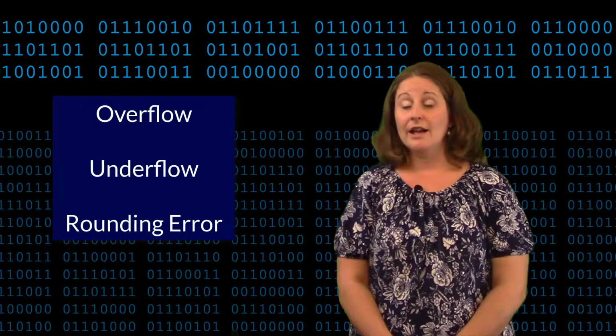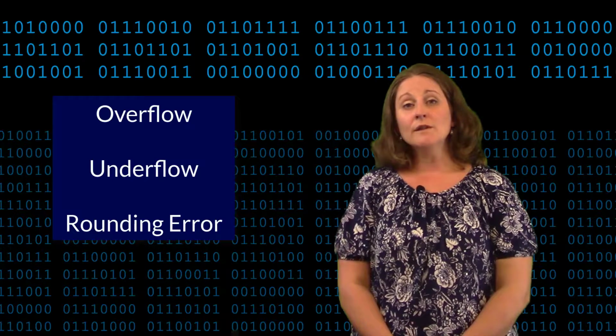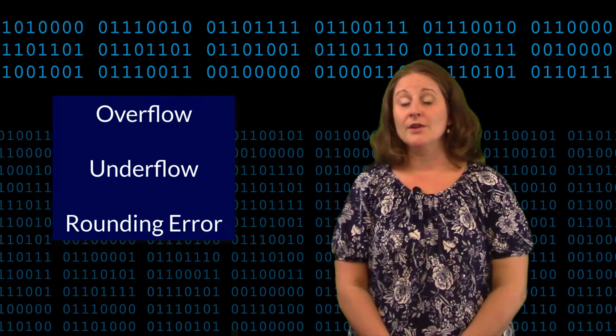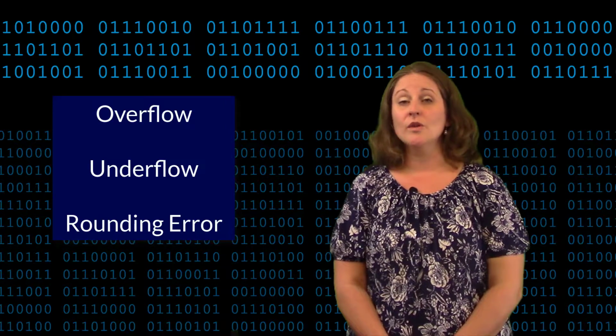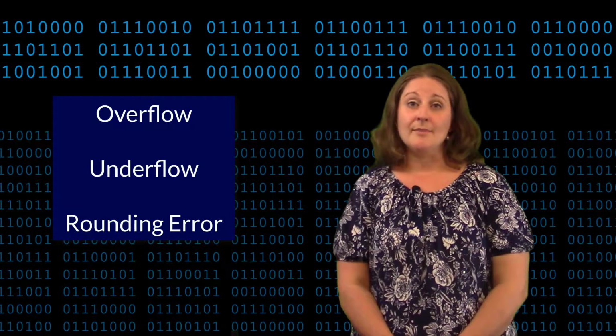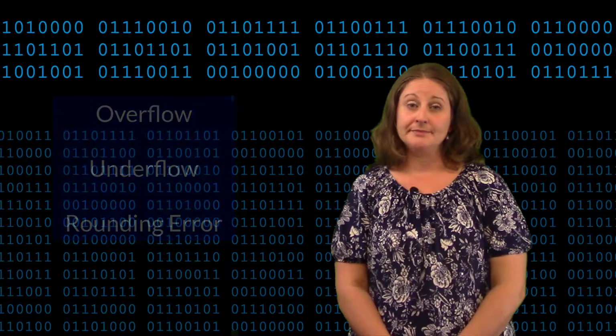Let me now introduce 3 terms related to floating point numbers: overflow, underflow, and rounding errors. Overflow and underflow conditions occur when there is not enough RAM to store the very large or very small number. When this happens, the program will generally crash. A rounding error occurs when there is not enough memory to store the number accurately. The program will not fail, but your calculations will not be accurate.